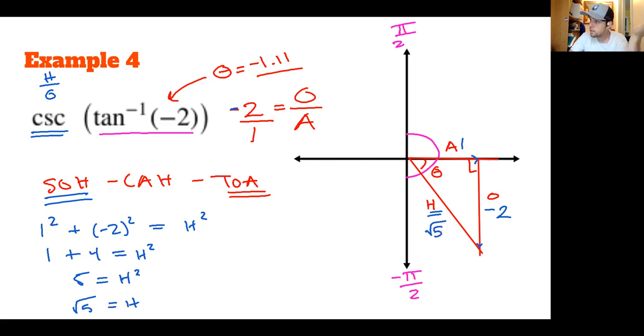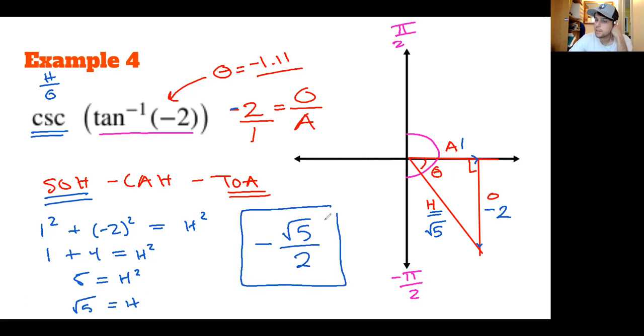And now we should be able to find the cosecant of this angle because we went ahead and drew the triangle that creates that angle. So the cosecant is hypotenuse over opposite, which is square root of 5 over -2. We're just going to go ahead and stick that negative over here. That would be our final answer.